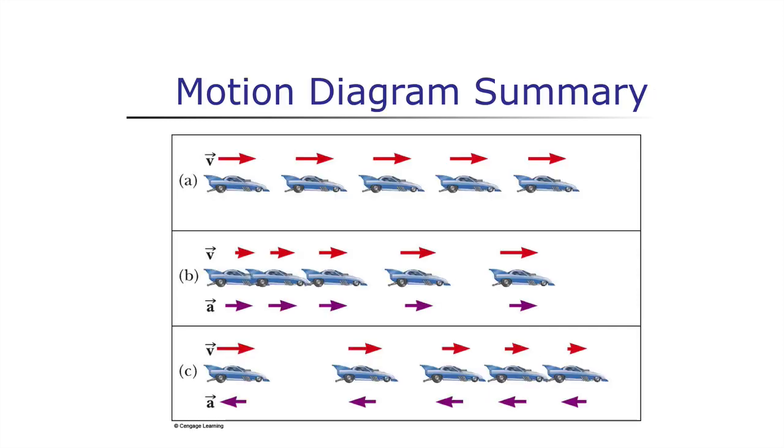Just to summarize our motion diagram, row A represents a car moving at a constant velocity. In that case, its acceleration is 0. If you look at B, as time passes, the car is moving further and further every second. That indicates that its acceleration is increasing. Both the velocity and the acceleration are in the same direction.